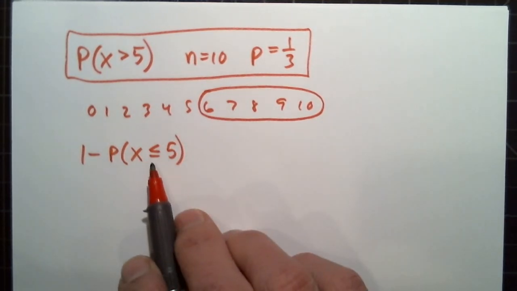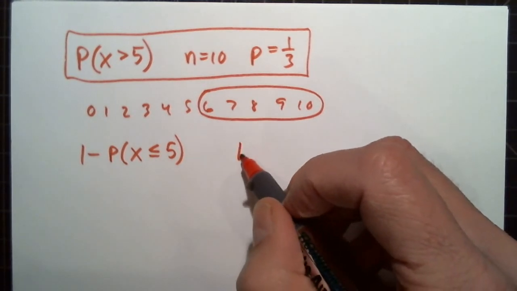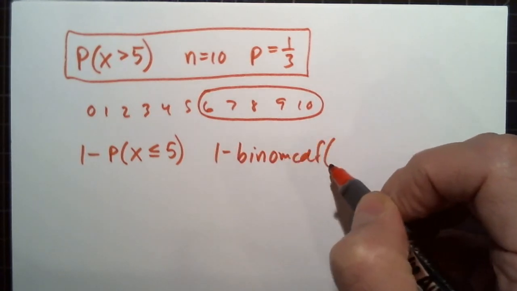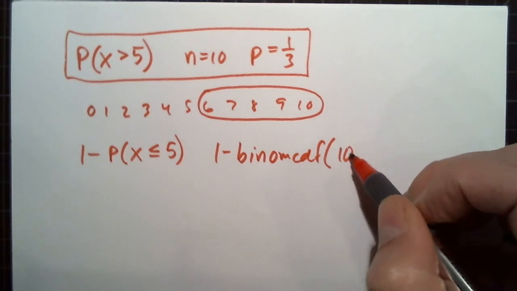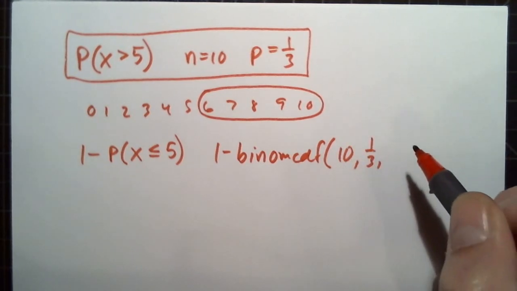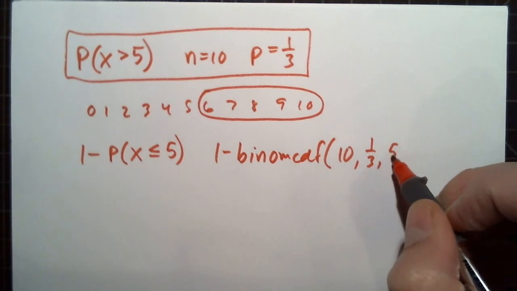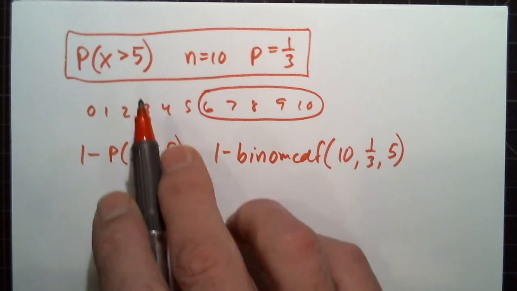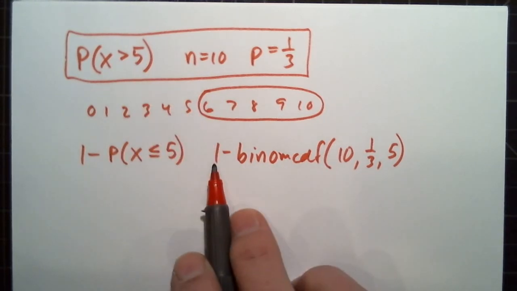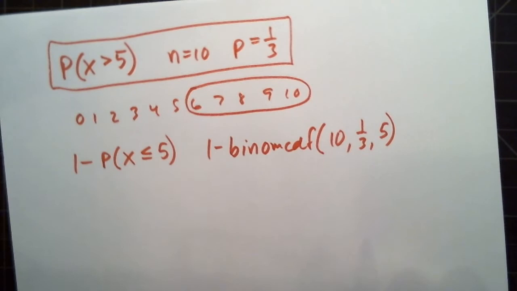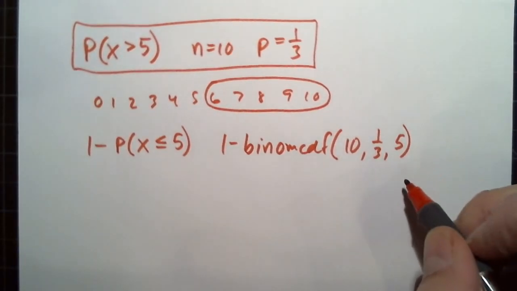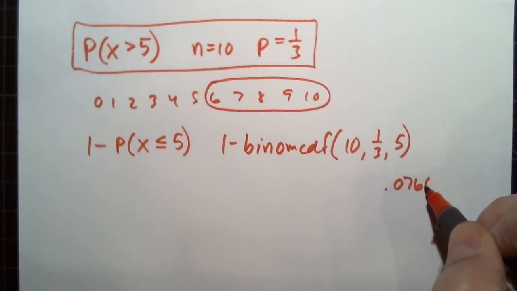We have to have that symbol less than or equal to use the calculator. So we'd have 1 minus binom CDF, and that's going to be n, p, and x. Oh, look at that. It turned out we would have gotten it right, except if we just put a 5 in there, we wouldn't have the 1 minus, so we would have the complement of what we wanted. And we get 0.0766.